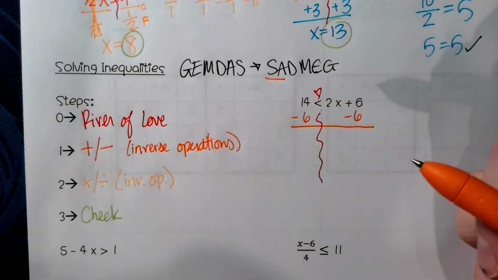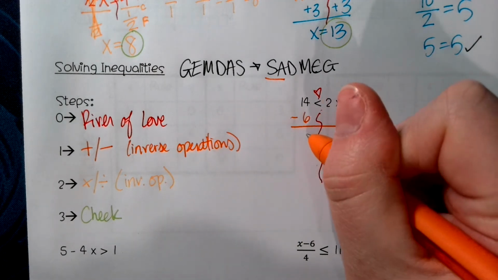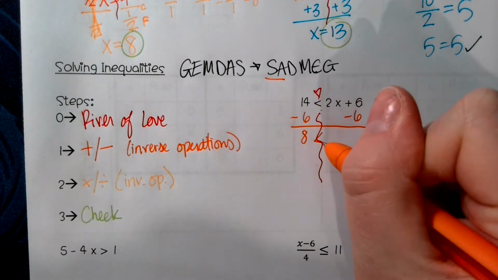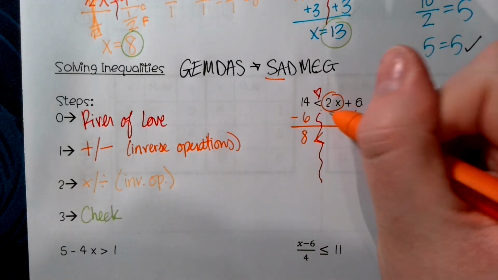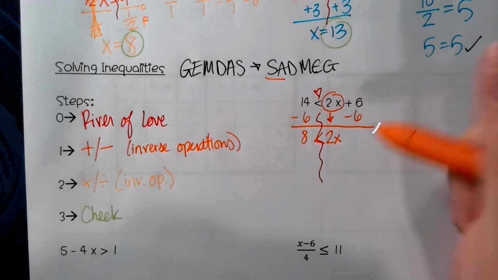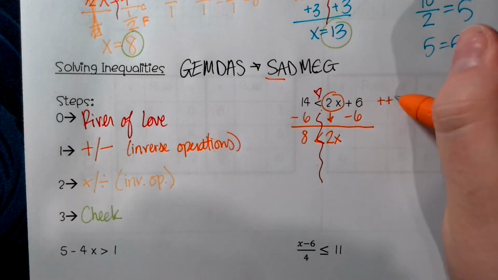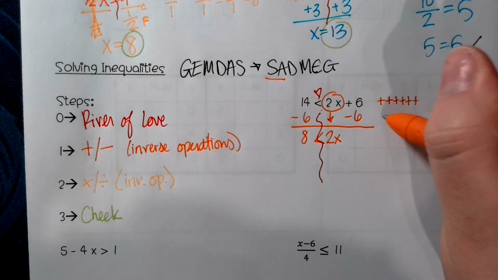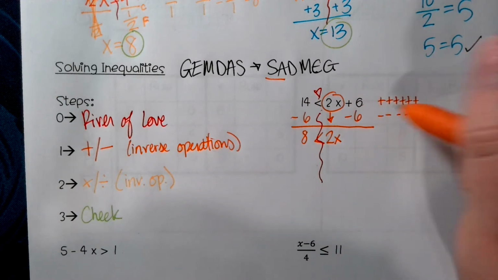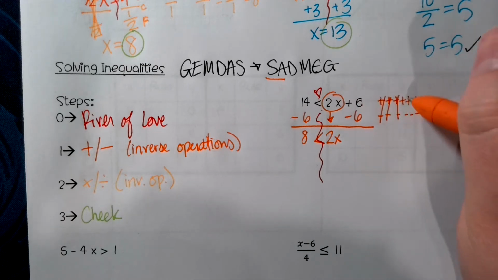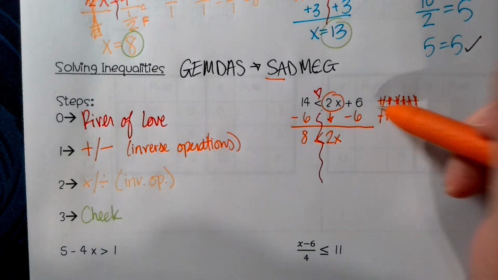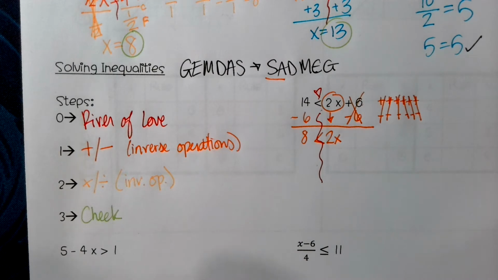I do the same thing to both sides. So 14 minus 6 is 8. Is less than, we've got to bring down that 2x. Then if I have a positive 6 and a negative 6, they cancel each other out. They equal 0.